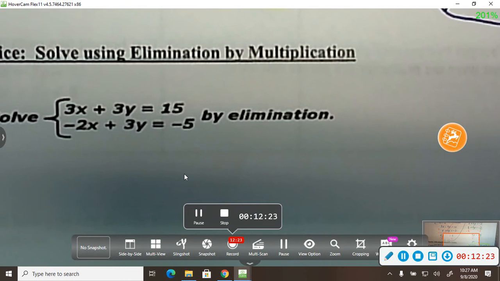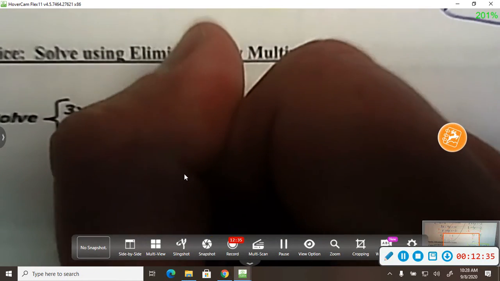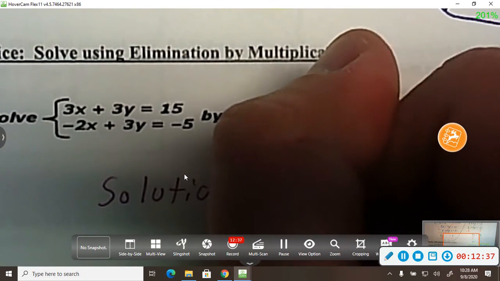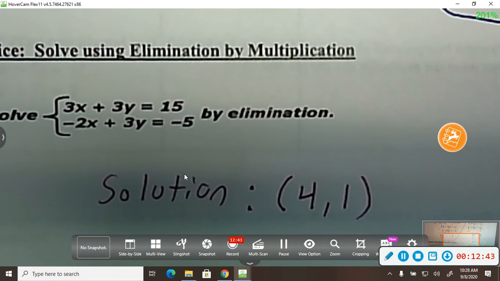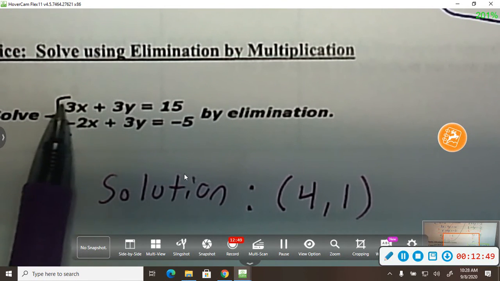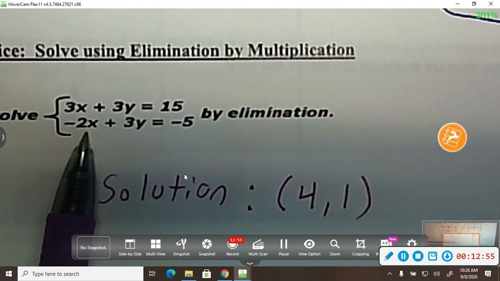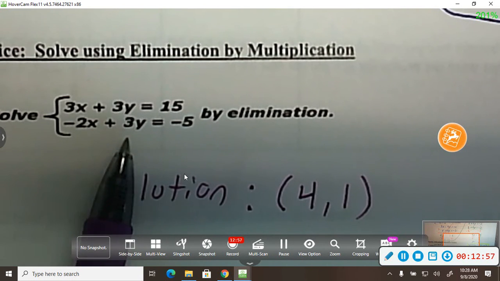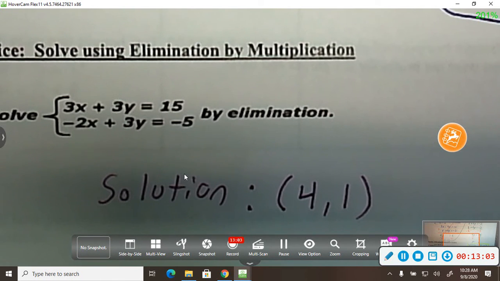So what answer did we get? X is 4, y is 1? So my class says the solution is 4, 1. Double check, you guys. 3 times 4 is 12. Right? 3 times 1 is 3. 12 plus 3, 15. Good job. -2 times 4 is -8. 3 times 1 is 3. -8 plus 3, -5. Good. So 4, 1 is the solution.